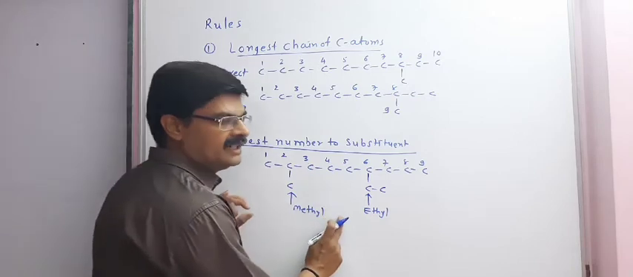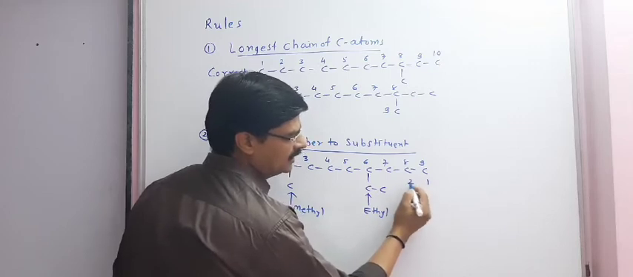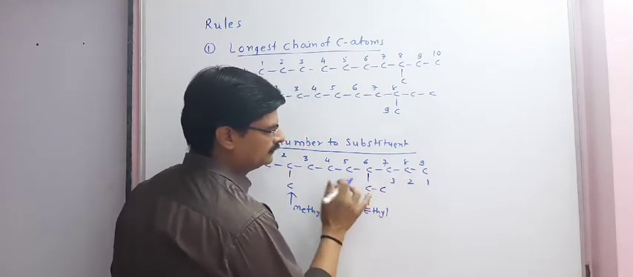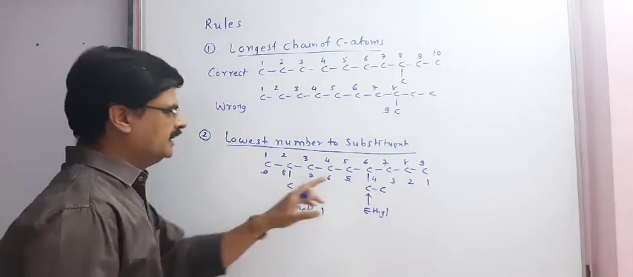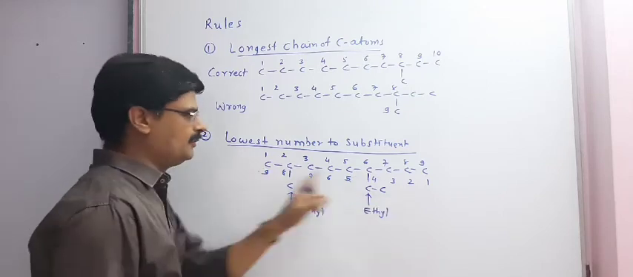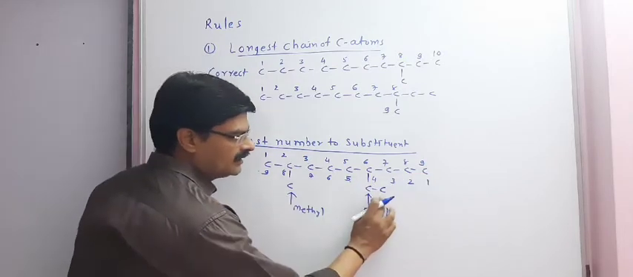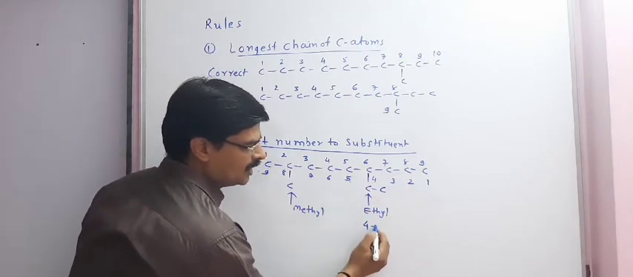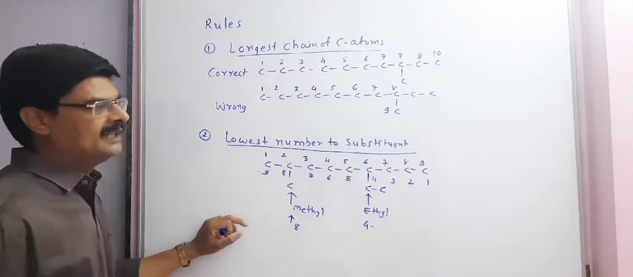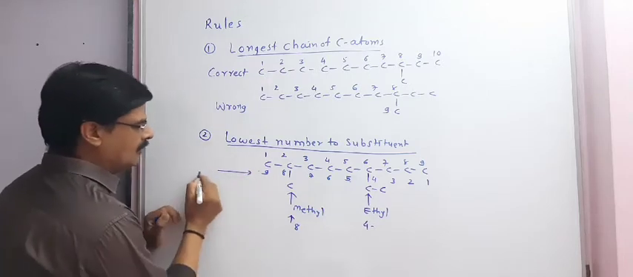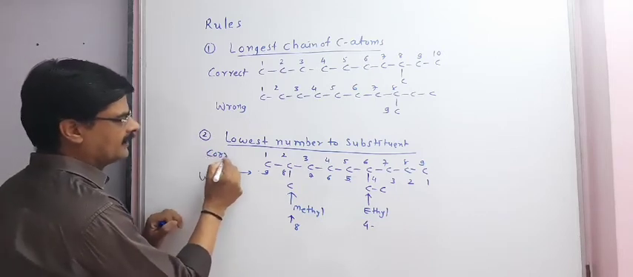But if we had started giving numbers from the right hand side, we would have got numbering in this way: 1, 2, 3, 4, 5, 6, 7, 8 and 9. Here also the longest chain is of 9 carbons, same as in the previous case, 1 to 9. But ethyl will get number 4, and methyl will get number 8. And that is why this way is the wrong way, and this is the correct way.